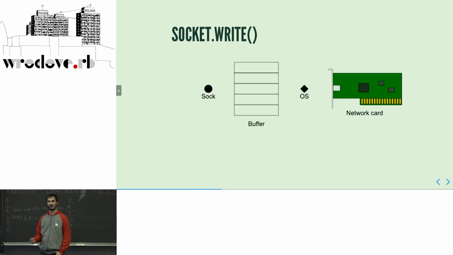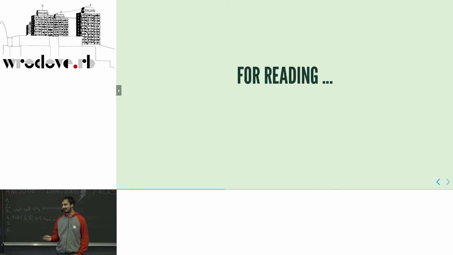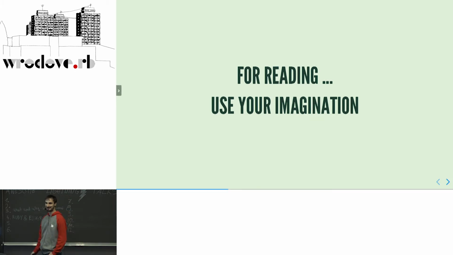Problem is, what happens if the buffer is full? And the answer is easy, you wait. You wait until the buffer gets empty or there is some space in the buffer. This is why it's called blocking write. You block until you have the space to do it. And for reading, I was lazy to make slides, so use your imagination.